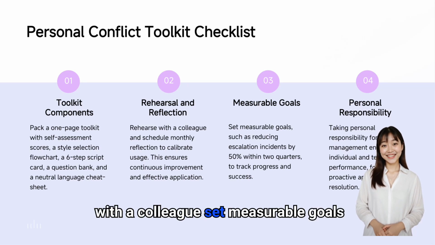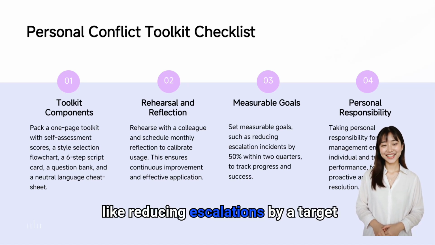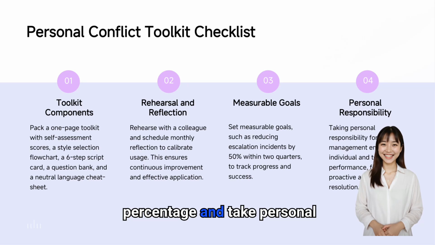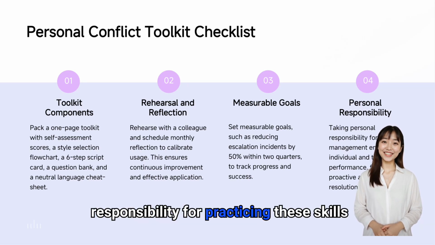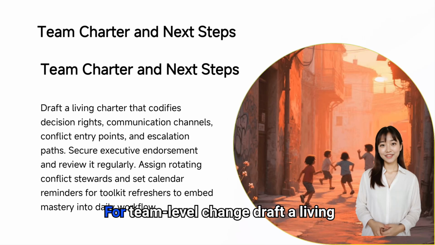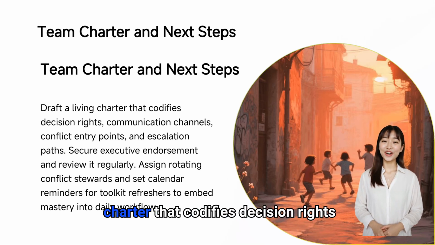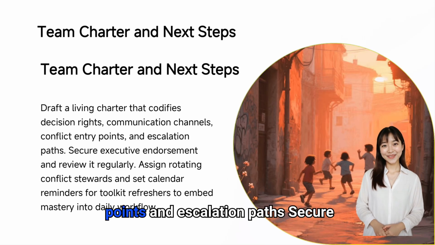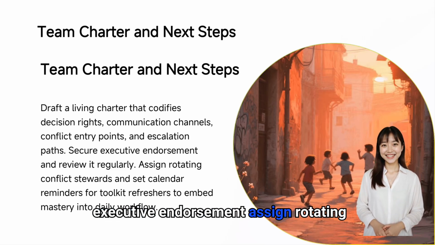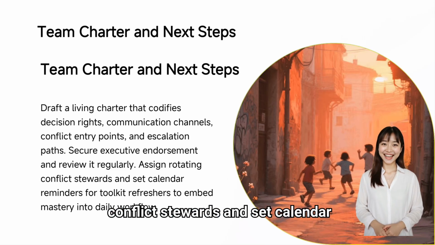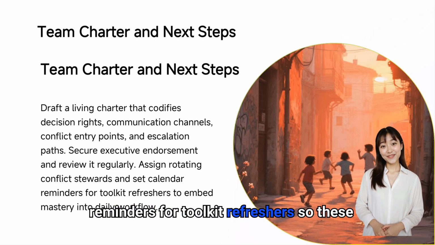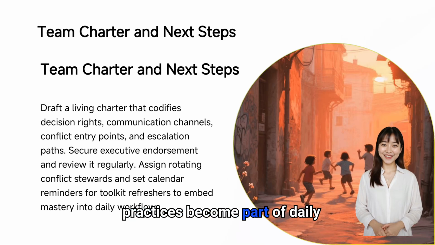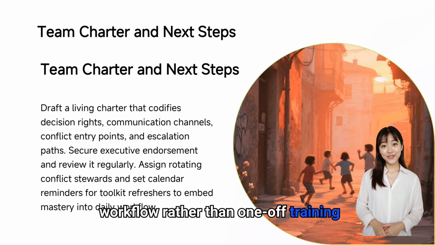Rehearse with a colleague, set measurable goals like reducing escalations by a target percentage, and take personal responsibility for practicing these skills regularly. For team-level change, draft a living charter that codifies decision rights, communication channels, conflict entry points, and escalation paths. Secure executive endorsement, assign rotating conflict stewards, and set calendar reminders for toolkit refreshers so these practices become part of daily workflow rather than one-off training.